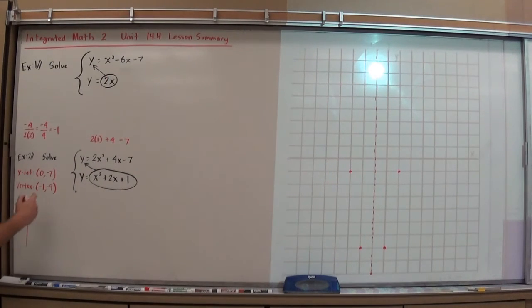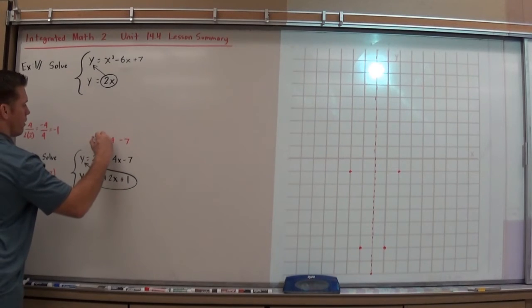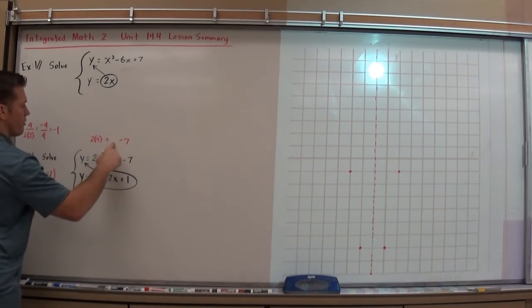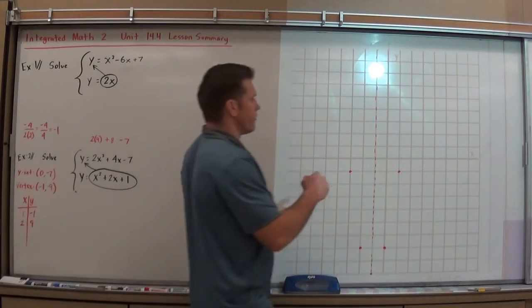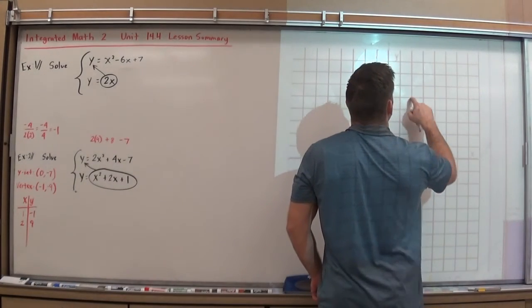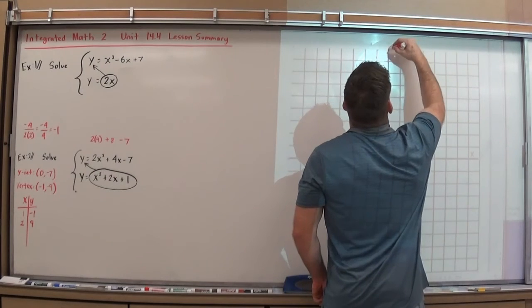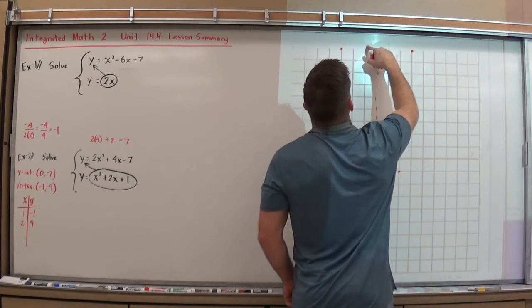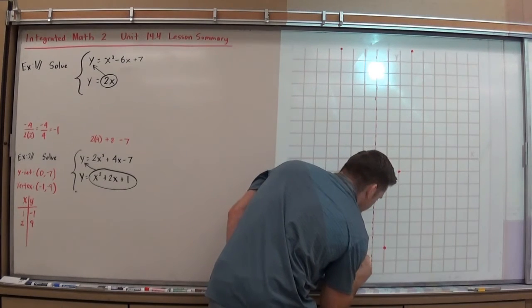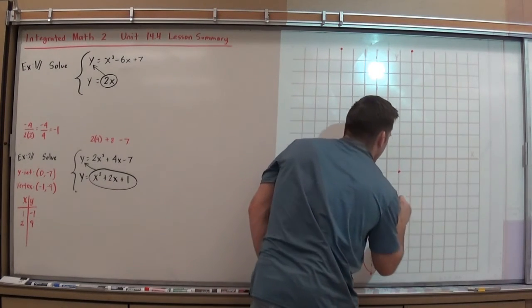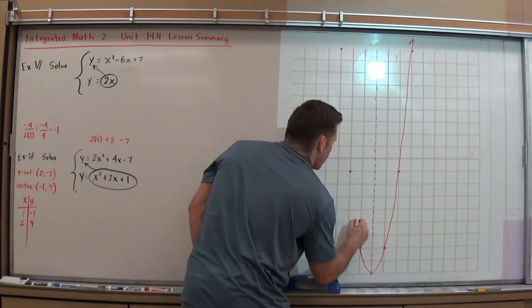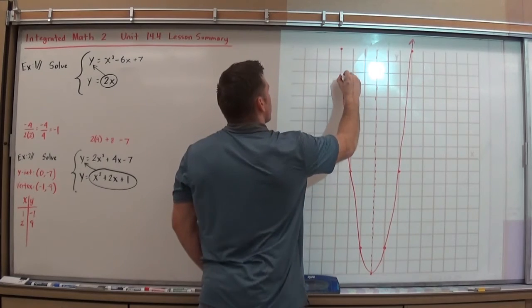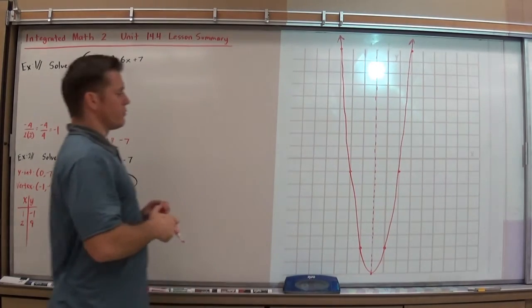And I can try 2. 2 squared is 4. 2 times 4 is 8. So I get 8 plus 8 is 16. 16 minus 7 is 9. So I have the point (2, 9). And 3 away, I can reflect the other way. And I have a very large and in charge parabola here. Okay, there's my first parabola.